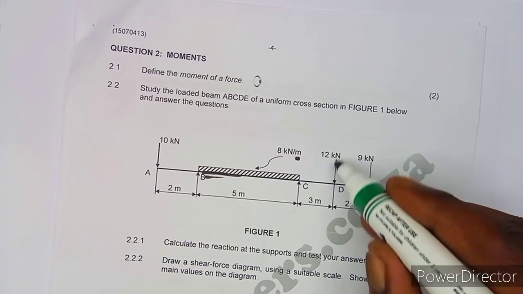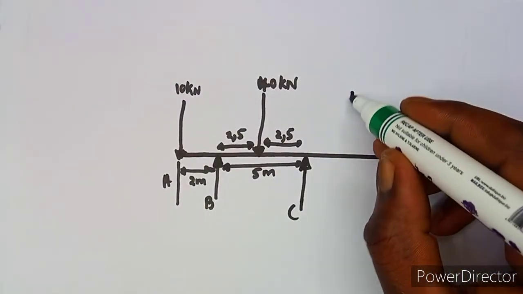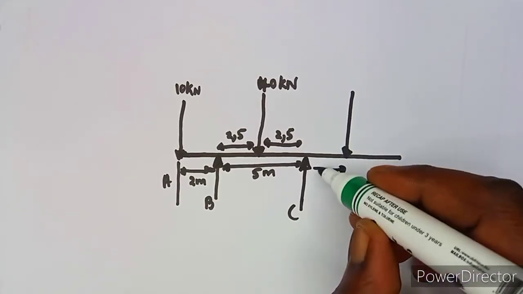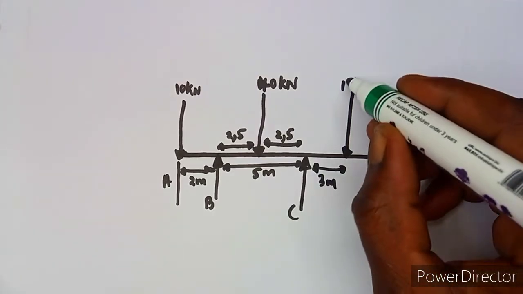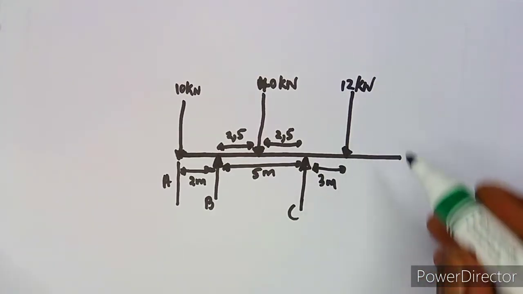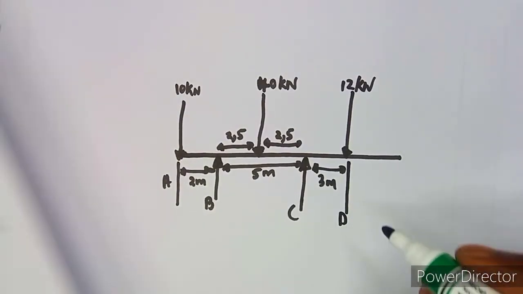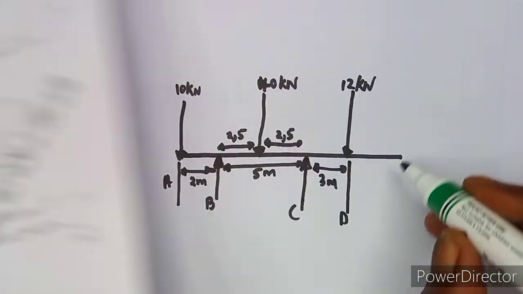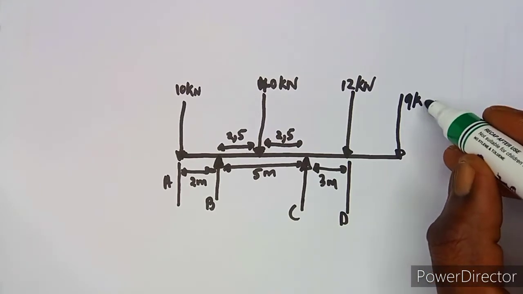Okay, then from C we move on to D, where there is a force of 12 kilonewton facing downwards with 3 meters. So there's nothing that is going to change. It's going to remain as it is, and there's a difference of 3 meters in this case, which is 12 kilonewton. Nothing is going to change here. This is at D. Okay, we have E, which is the same, 2 meters and 9 kilonewton. Nothing is going to change again here. Just write it as it is.